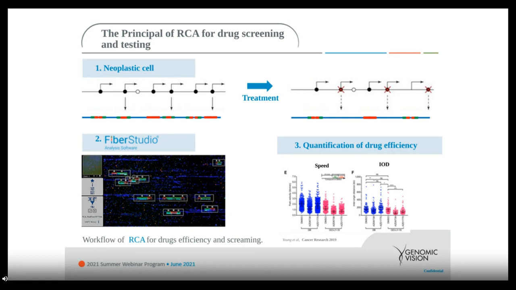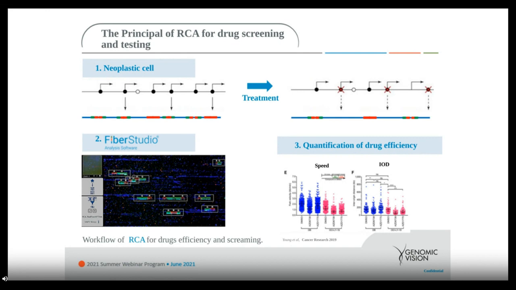Indeed, if we look at the principle of RCA in drug discovery, we have neoplastic cells that have a supernumerary number of origins of replication, which brings more replicons and replication forks. So depending on the kind of treatment against what kind of biomarker, you can impede the origin of replication itself, which will bring fewer replicons, or you may want to work on the fork itself. All of this can be seen, visualized and analyzed by our replication combing assay.